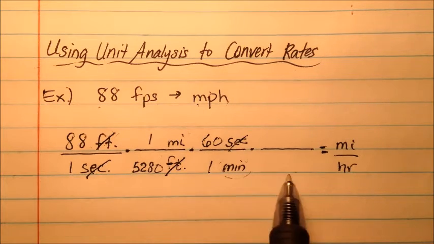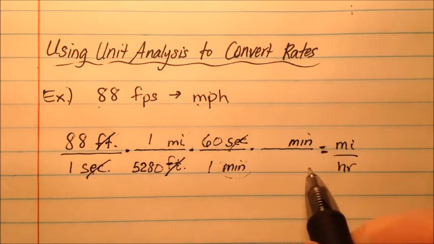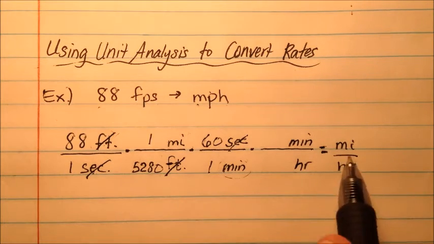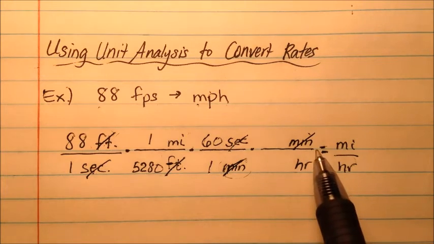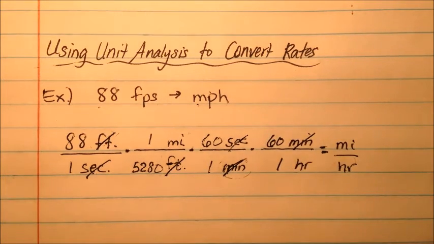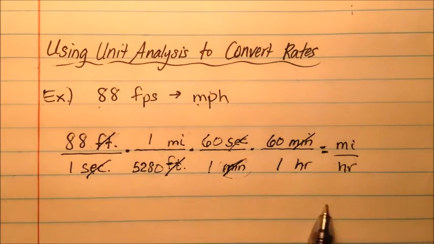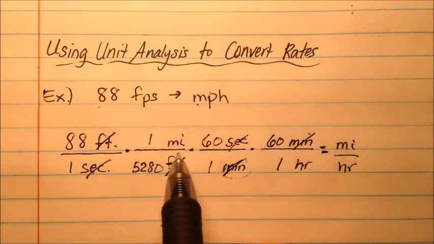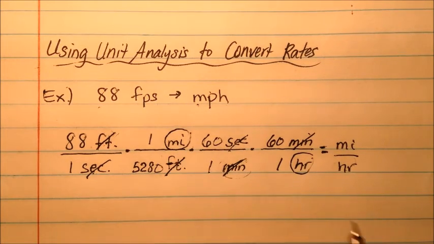Now that we're in minutes, let's go to hours. We're going to have minutes on top, so they cancel, and hours on bottom, because that's where that needs to be. So my minutes cancel. What's the relationship between minutes and hours? There's 60 minutes in 1 hour. Let's take a look at all this stuff that we have. All of our units have canceled out appropriately, and we're left with miles on top and hours on bottom, because we're finding miles per hour.